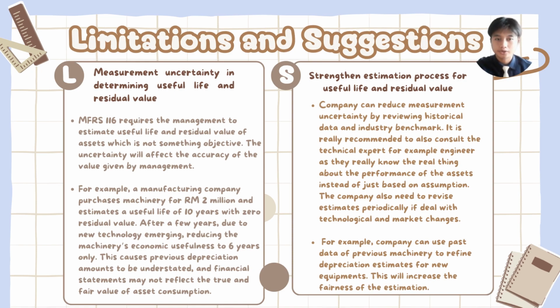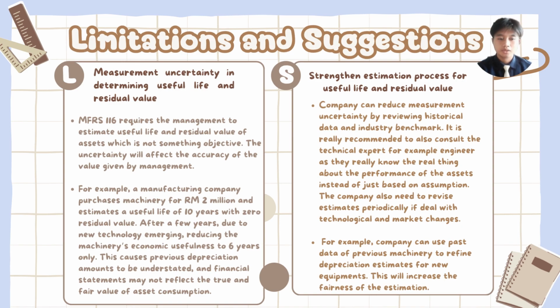So what are the solution or suggestion that can be given? The suggestion is the company needs to strengthen the estimation process for useful life and residual value. Company can reduce measurement uncertainty by reviewing historical data and industry benchmark. It is really recommended to also consult the technical expert, for example, engineer, as they really know the real thing about the performance of assets.